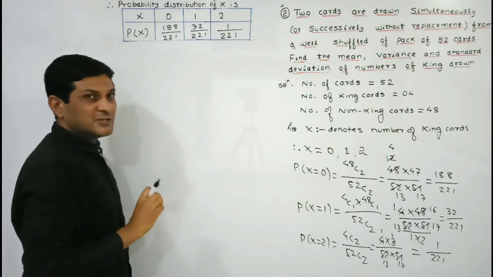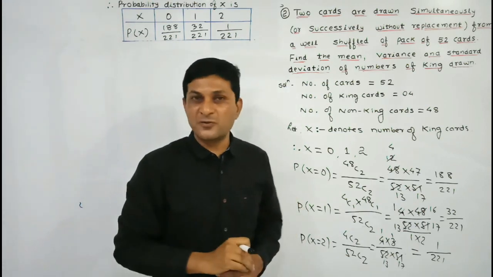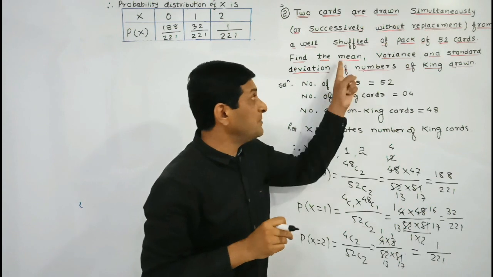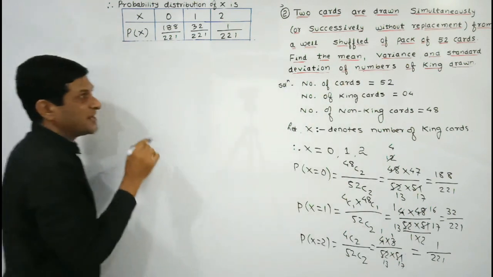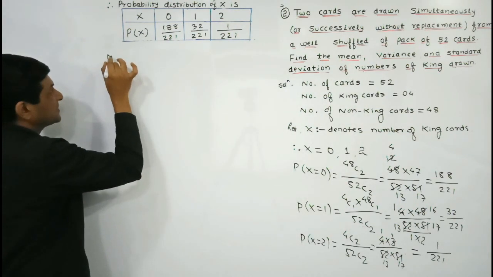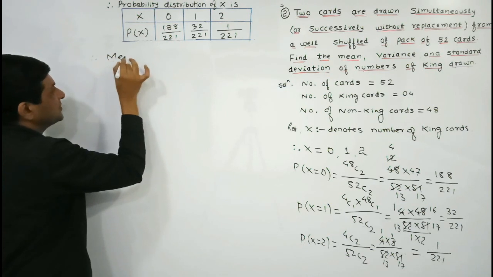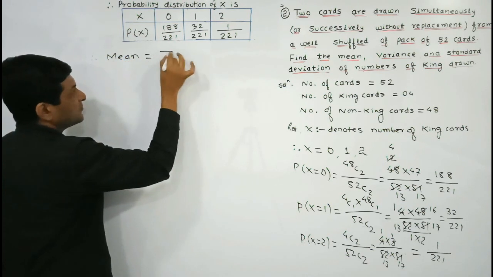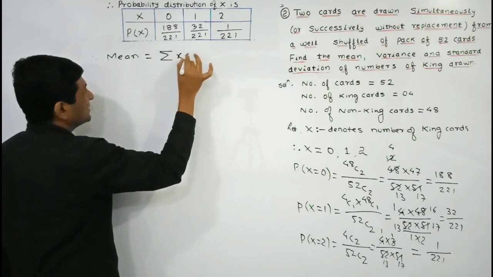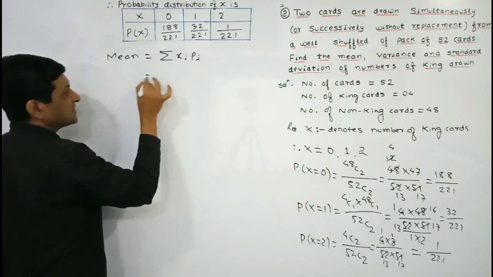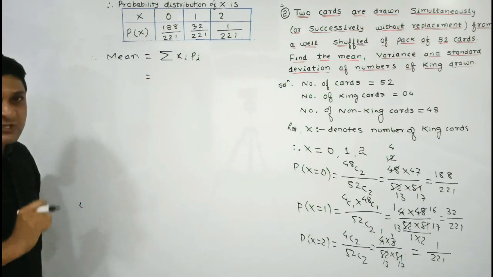Once the probability distribution is known to us, now we are trying to find out first required value. Mean means what? Expected value, and it is denoted by E of x. So therefore mean is equal to, what is the formula? Summation xi into pi. So applying this formula, let us try to find out mean.